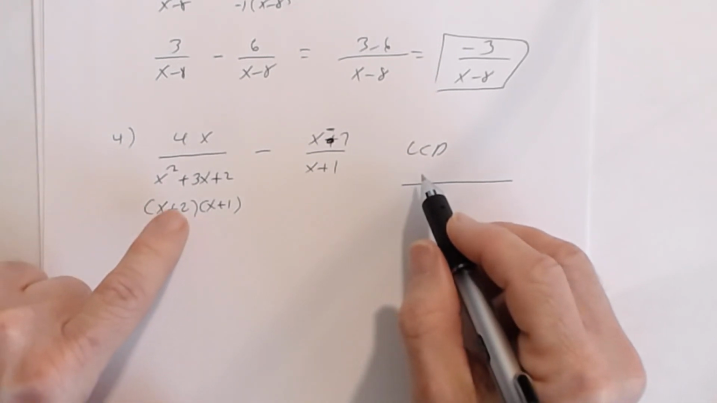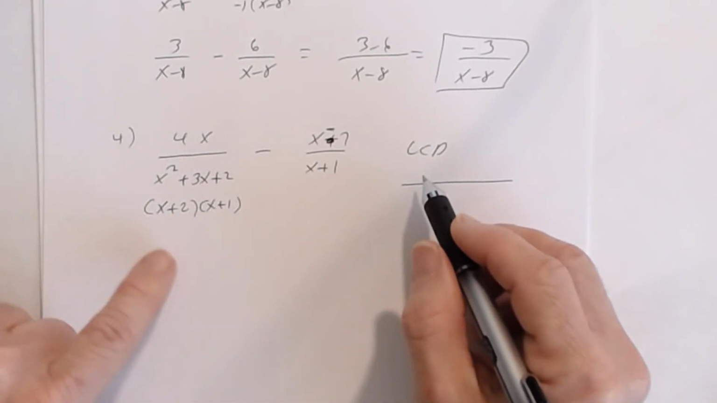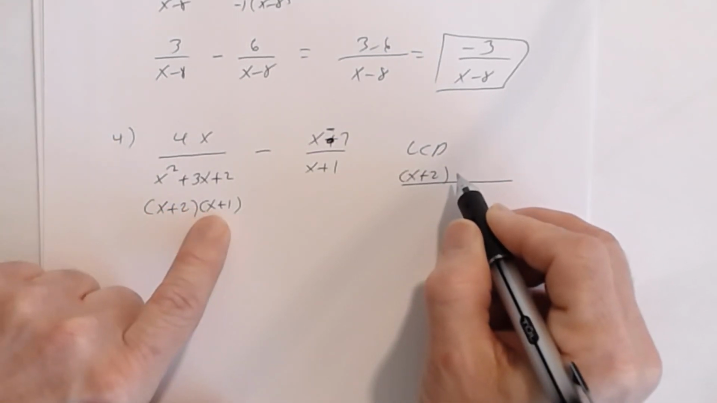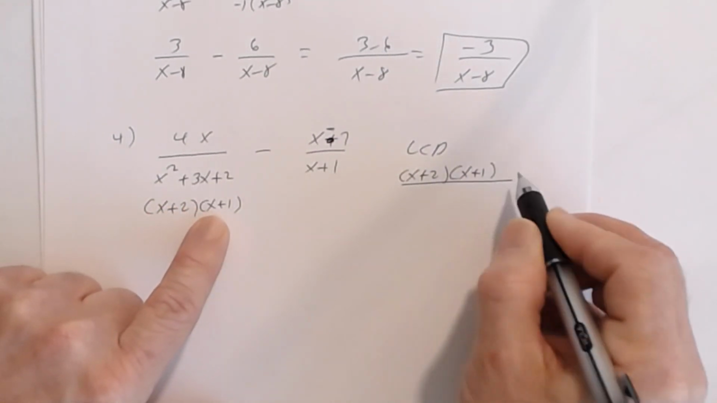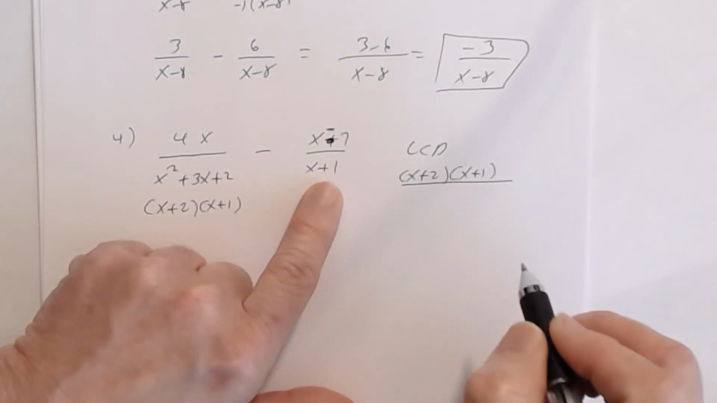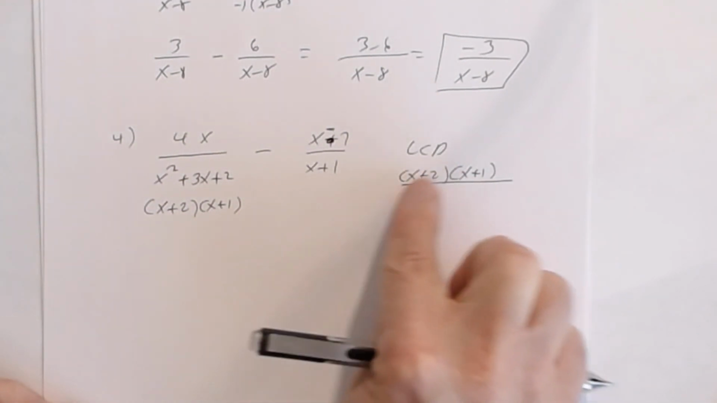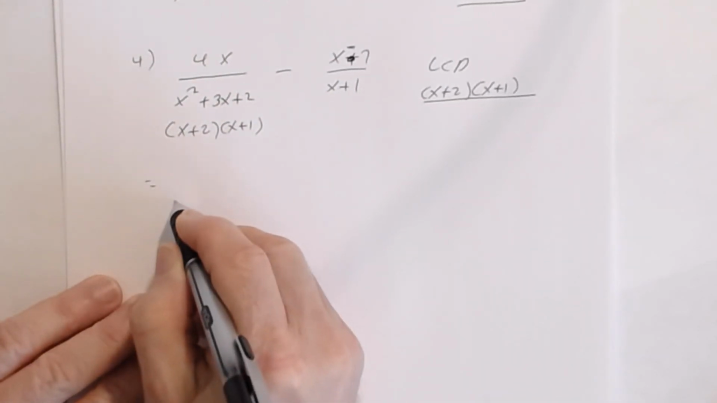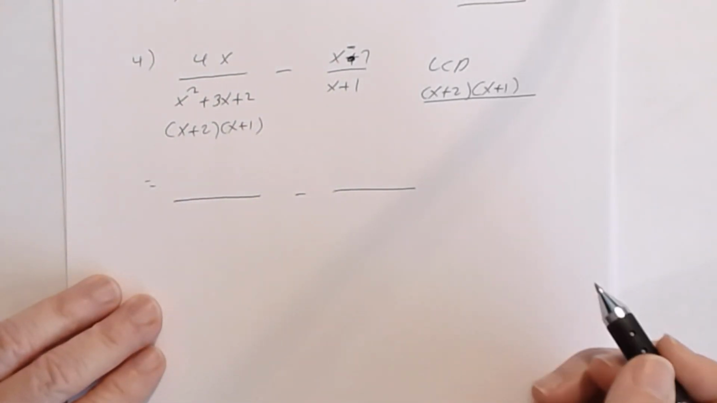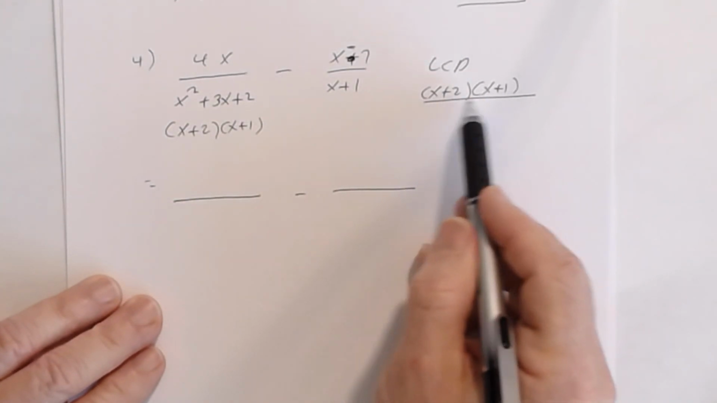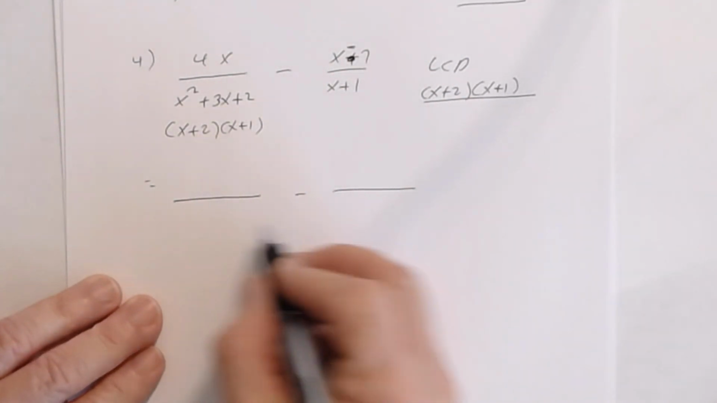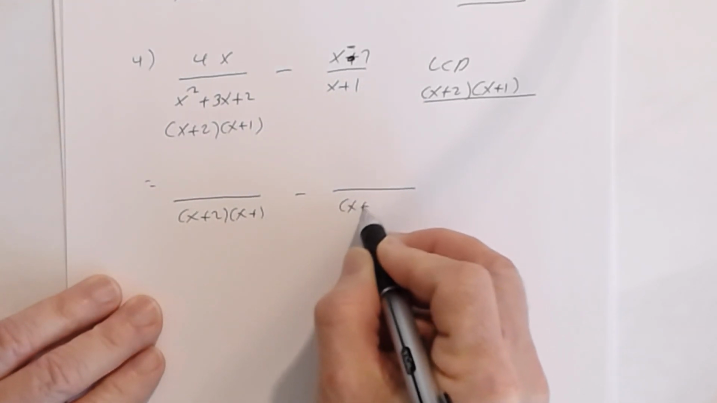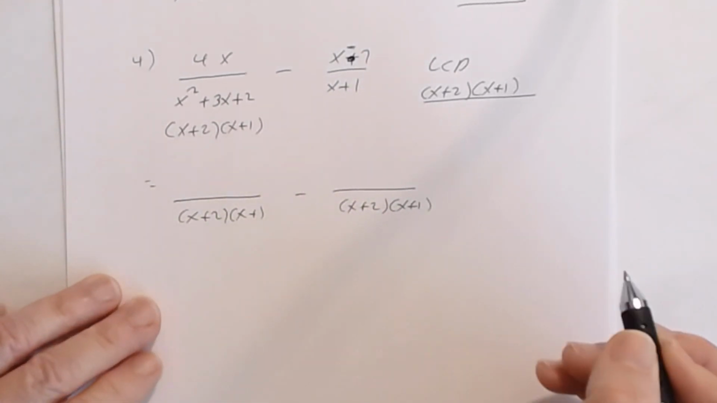The LCD must include every unique factor that you see. I see an x plus 2, I have to use it. I see an x plus 1, I have to use it. I see an x plus 1, I already have it. So my LCD are these two factors multiplied together. So now you're going to write two equivalent rational expressions with this LCD as your denominator. X plus 2, x plus 1.